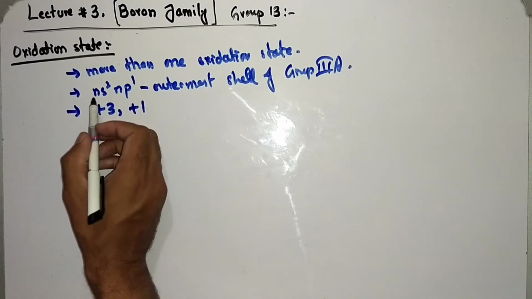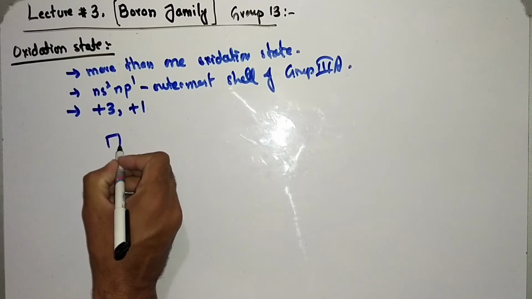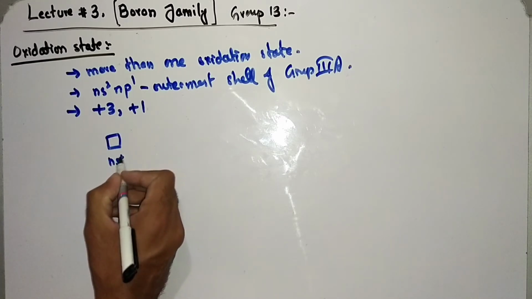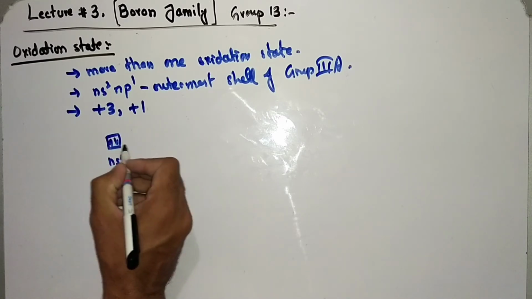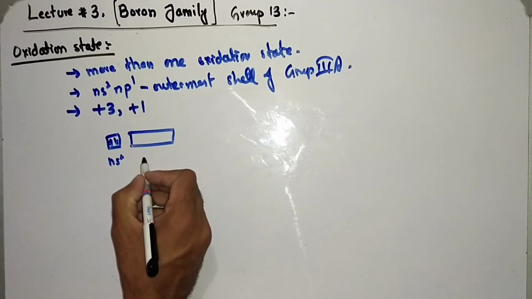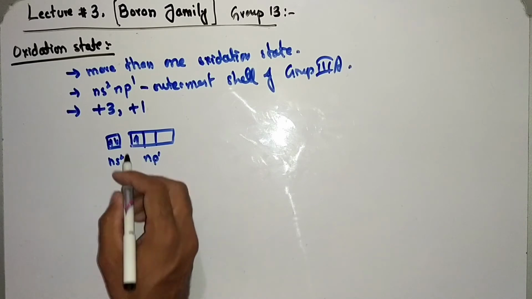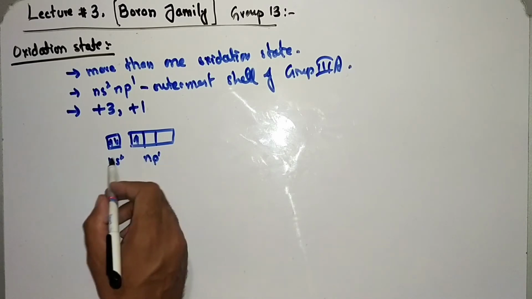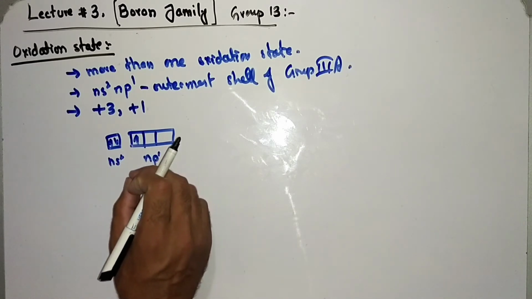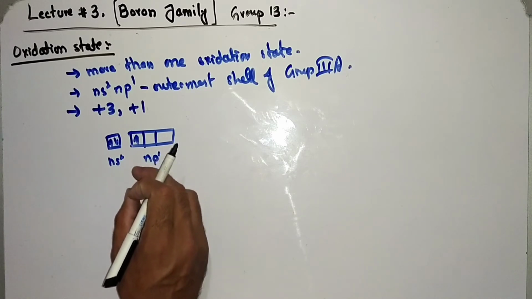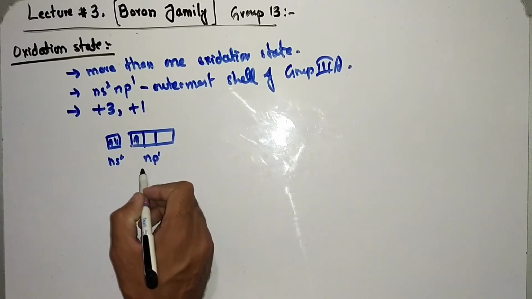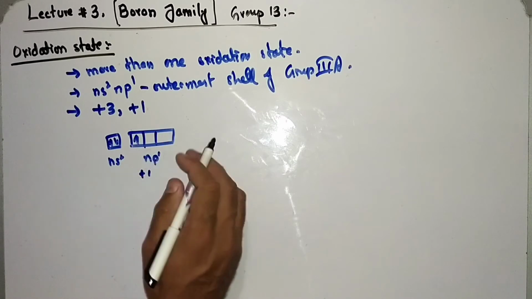Here ns2 is filled. It will be like this: ns2, where ns2 means 2 electrons are present. In the case of p, np1, 1 electron is present. So due to this, only one other element can be bonded to this system. That's why the oxidation state will be +1, meaning 1 electron will be removed.